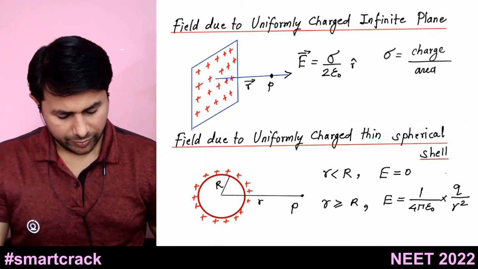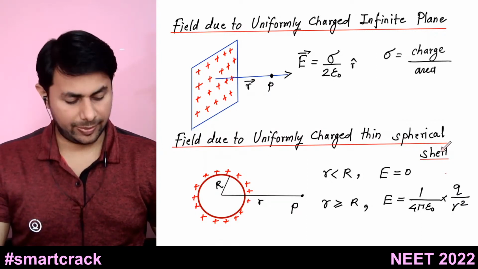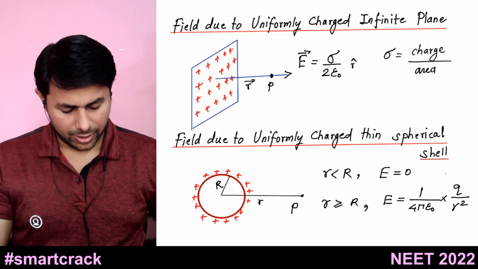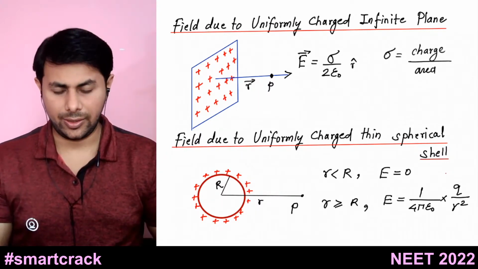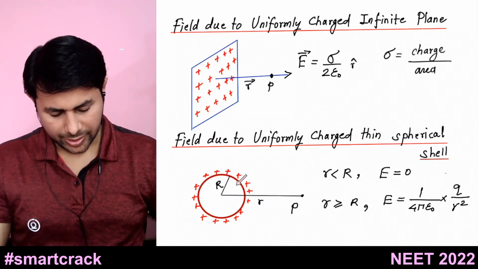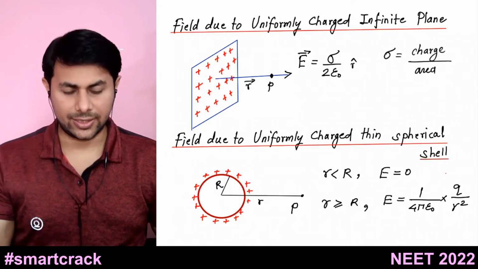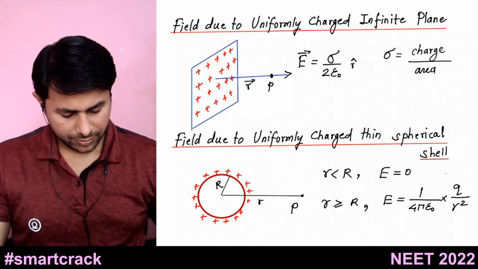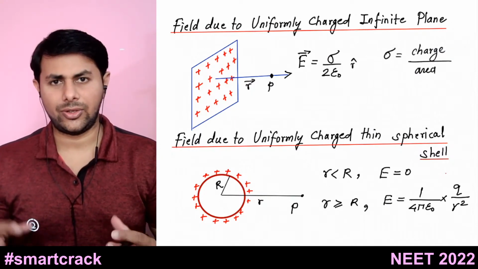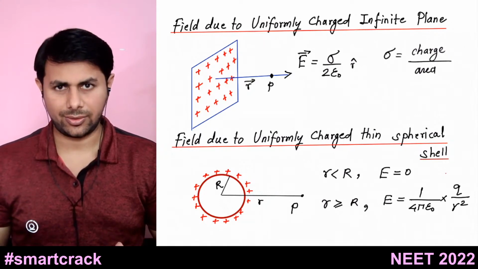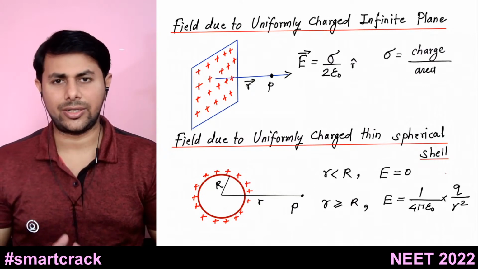And then we have the electric field due to a uniformly charged thin spherical shell. So we have a spherical shell like this, a hollow sphere, and that hollow sphere is uniformly charged. Then what is the electric field due to that shell? If you consider a point inside the shell, then the electric field acting on that point will be equal to 0. So if the point is inside the shell, then the electric field acting on that point is 0.